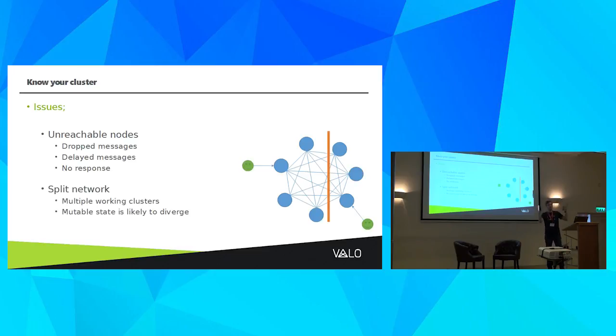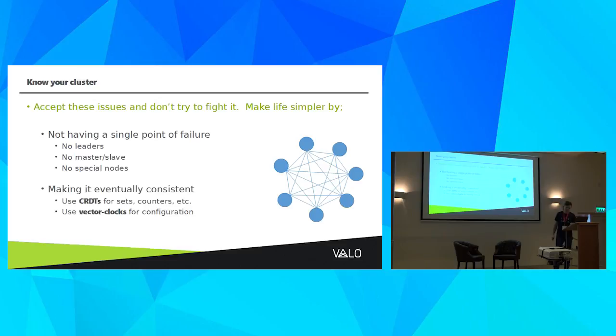You can also have split networks. So if you have a big cluster, hundreds of nodes, and your network basically splits in half, you end up with two working clusters. And then you have issues with mutable state in there. You have two users or multiple users using each part of the cluster, and when the cluster heals, you end up with issues with the state. Now, when you build something like this, you just have to accept it. This is how it is.